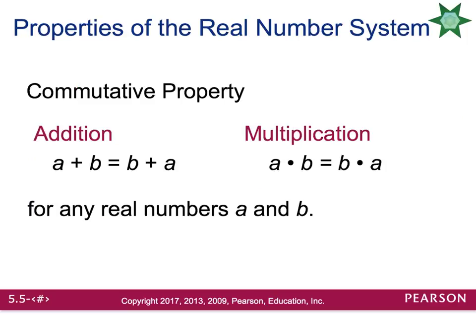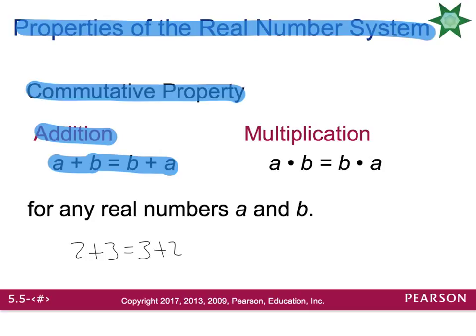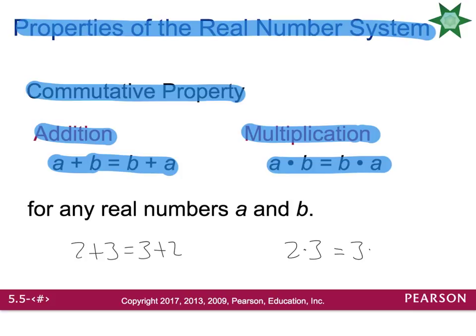Let's talk about some properties of the real number system. First of all, our commutative property. For addition, that means if you're adding two numbers, you can add them in any order and they're always the same. So 2 plus 3 is 5, and so is 3 plus 2. We sometimes call that the turnaround rule. We also have that property for multiplication: A times B equals B times A. So 2 times 3 is the same as 3 times 2. They're both 6.